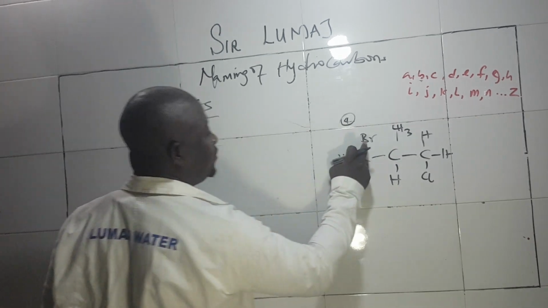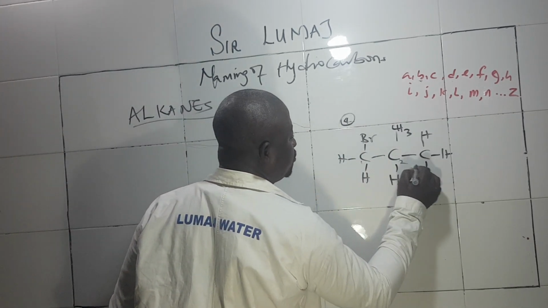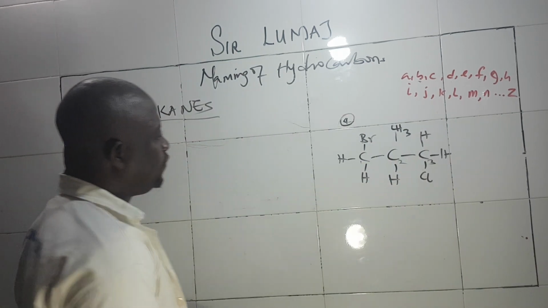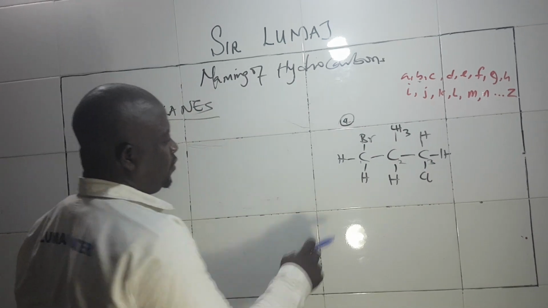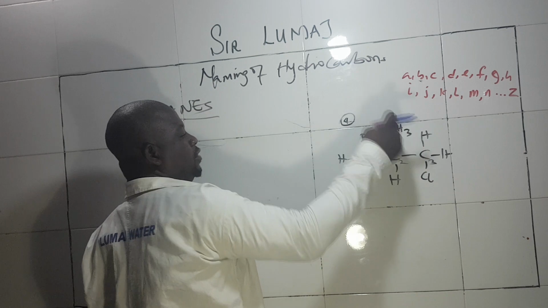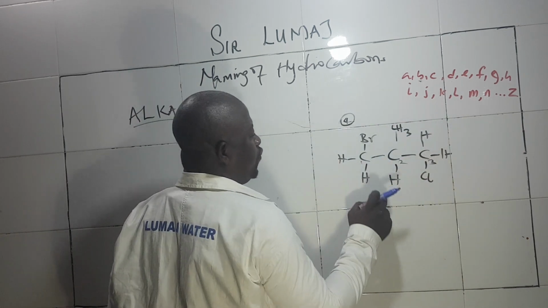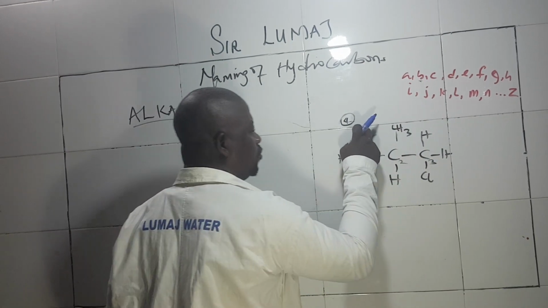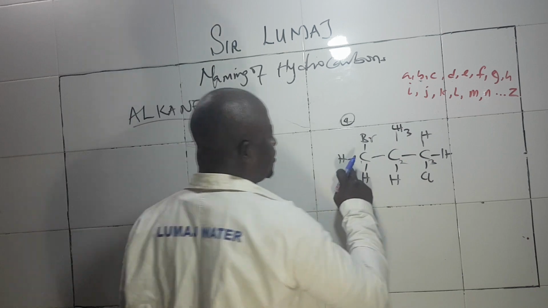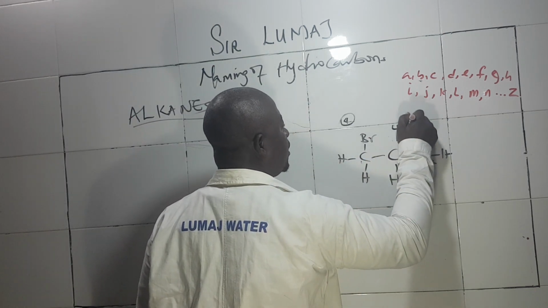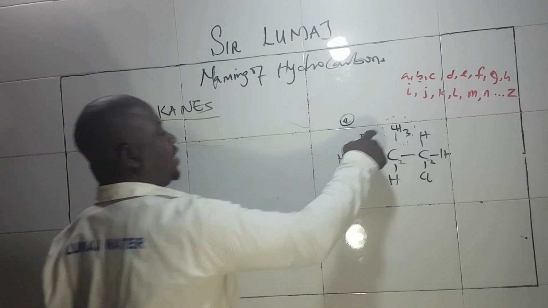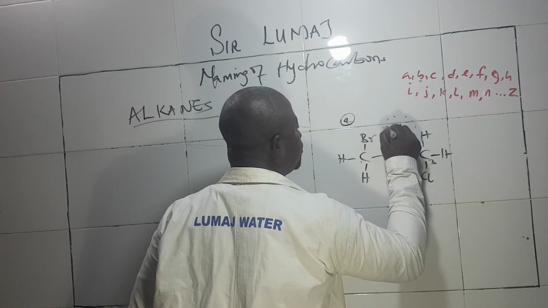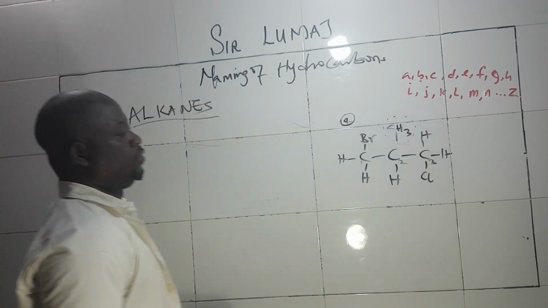We have carbon number 1, carbon number 2, carbon number 3. So for us to name this, do we have a branch group? Yes, we have. If you look at this, 1, 2, 3, this one will now become a branch group. If you go like this, 1, 2, 3, this will also be a branch group. But let's consider the straight chain. This CH3 here will now be a branch group.